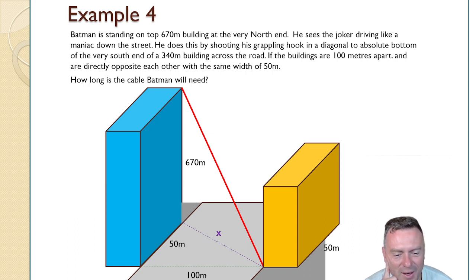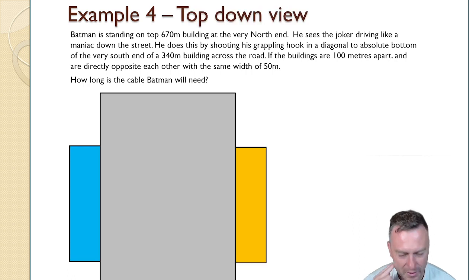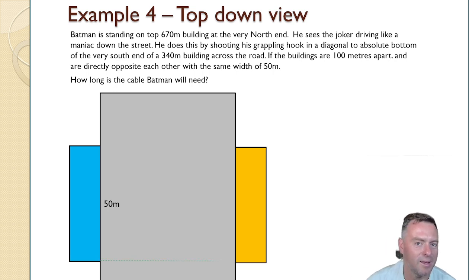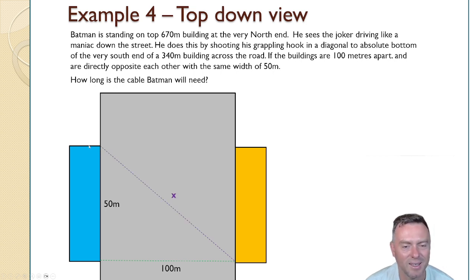Awesome. So what you should have found is you would find X first, using a right angle triangle with the 50 and the 100, then you would use the 670 and the X measurement that you found to find the length of the red grappling hook going down to the bottom, or Y. So if we looked down with a top-down perspective, this is what Batman would see. So this is 50, this is 100, and he's up here at the top corner. So by drawing this out, it doesn't have to be as detailed as what I've done here. It does help a whole heap when you're trying to work through these types of questions.